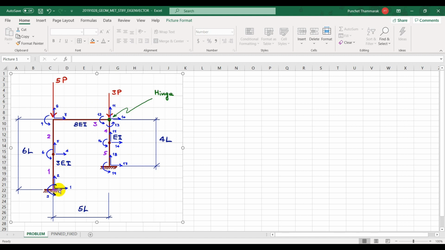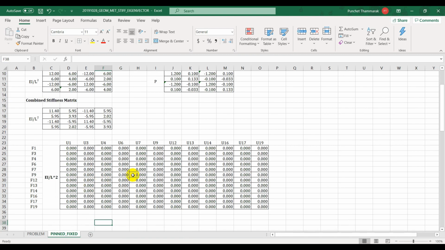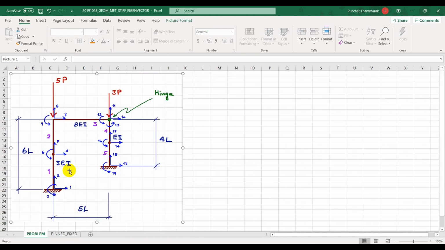So we keep how many? Let's count. If we don't keep these 2 degrees of freedom, it will not show up. So you don't keep the number 2. 1, 2, 3, 4, 5, 6, 7, 8, 9, 10, 11, 12. Okay, much smaller size. Let's see.